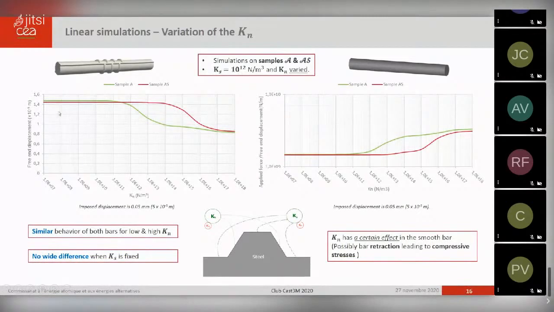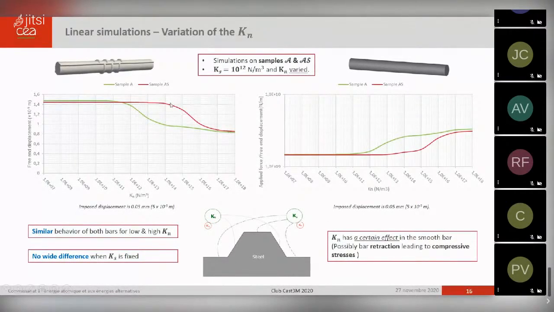For A in here we can see that there's a difference compared to the previous case. There is a similar behavior for both parts, for low and for high, which means they are as close in both cases in here. And there is no wide difference in general when the Ks is changed compared to the previous case.